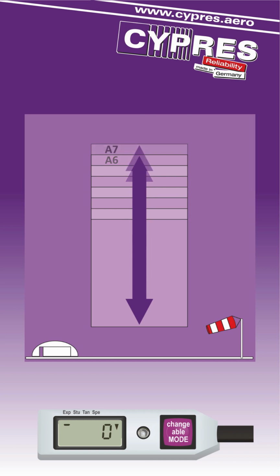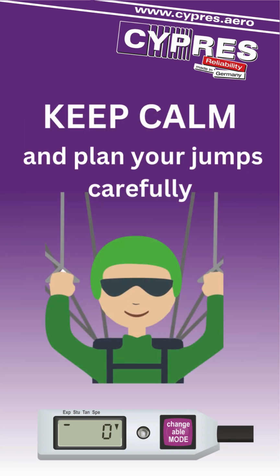Be aware that if you raise your top level of the activation window, you need to adapt the main opening altitude accordingly to avoid a two-out, which can be life-threatening. Plan your jumps accordingly if you change the activation altitude.